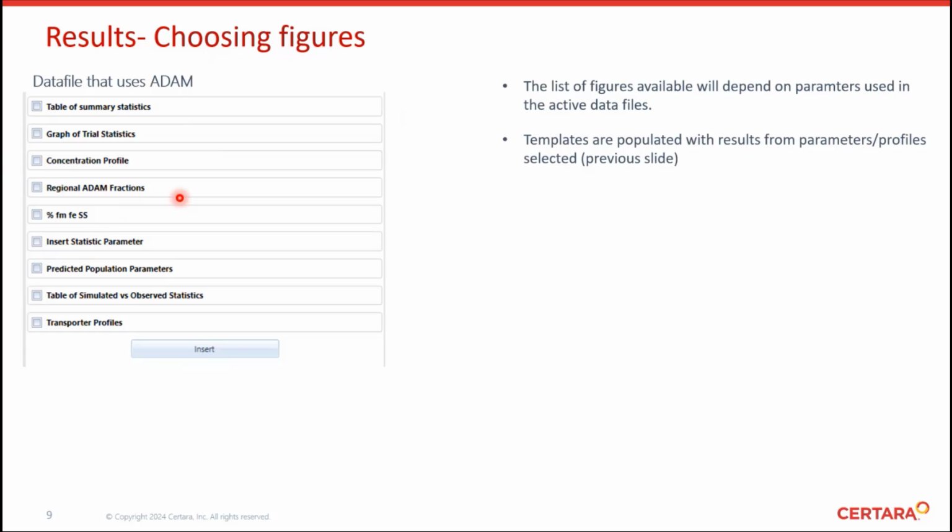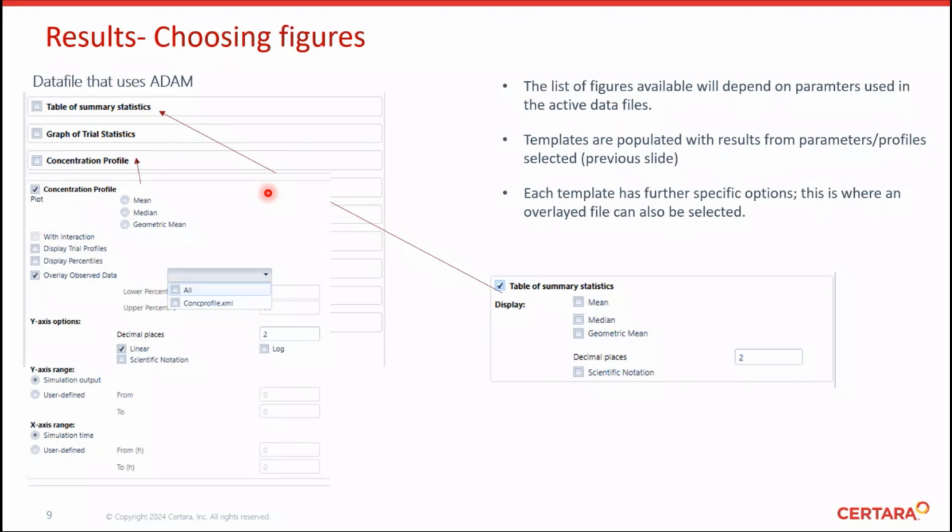But yeah, these templates can be selected, and then depending on what you chose, as I showed in the previous slide, from your data files and from the PK profiles or parameters that you've selected, it'll then populate the tables or the graphs with the results of your simulation. Each template, when it's selected, will expand, and there'll be a bunch of other options. So for something simple, just like this table, all you're choosing is whether you want mean, median, or geometric mean.